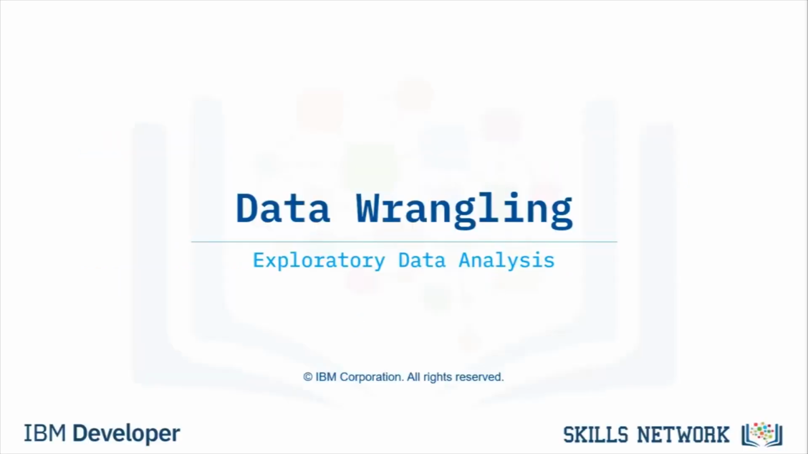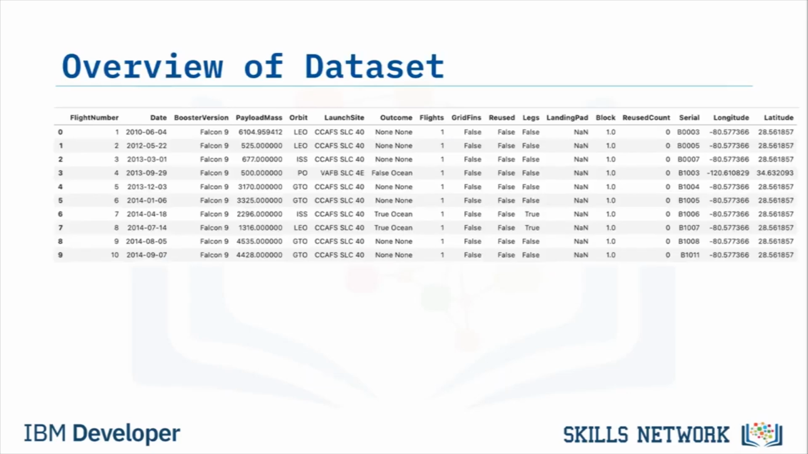In this video, we will review data wrangling. Let's review some of the attributes: flight number, date, booster version, payload mass, orbit, launch site, outcome, this is the status of the first stage, flights, grid fins, these help with landing, reused, legs, used in landing, landing pad, block, reused count, serial, and longitude and latitude of launch.